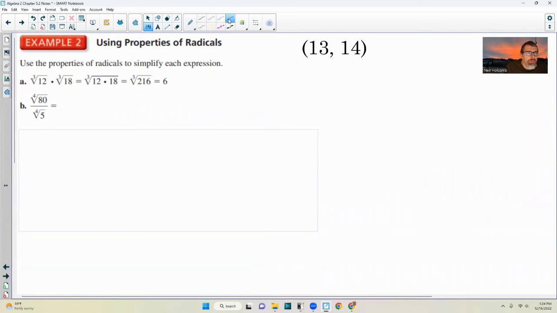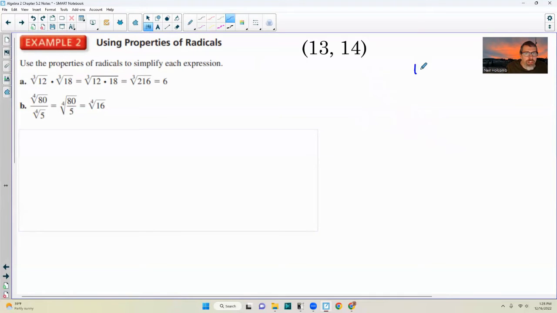Next one. The fourth root of 80 divided by the fourth root of 5. Our indices are 4, so they're the same. So now I can make a big radical with a 4 on the outside still, and my fraction goes underneath one radical. So it looks like this. It's the fourth root of 80 divided by 5. 5 goes into 8 once with a remainder of 3. 5 goes into 30 6 times, so it's 16. So this is the fourth root of 16.